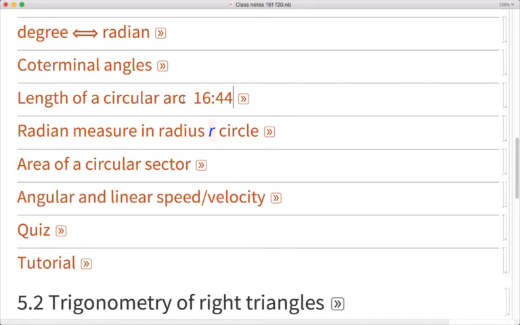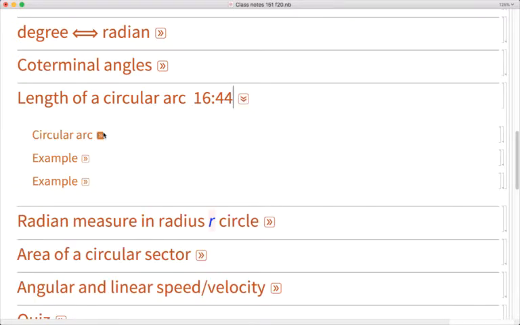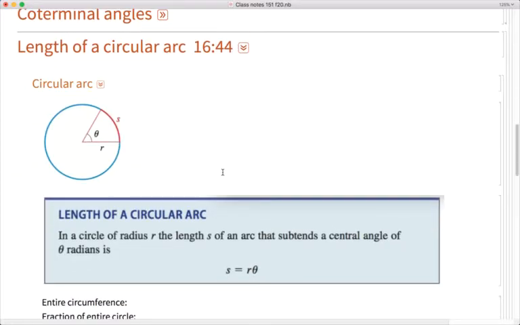1644. Length of a circular arc. So we've already seen this idea, this circular arc. This is the arc that's subtended by the angle theta. So again, this phrase for the reading quiz, make sure you get it tucked away here. So this is the formula related to the picture. The length of this arc, the arc subtended by theta in a radius r circle, is given by this formula.